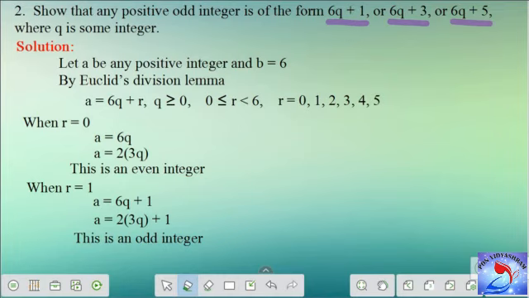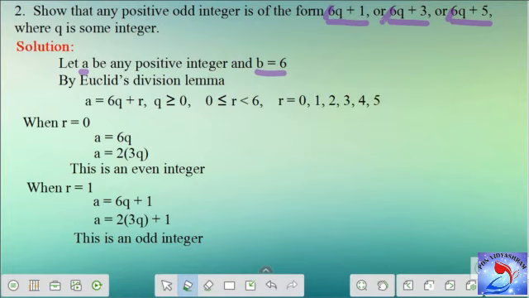Now, let us assume any positive integer a, and we'll take another positive integer b. We'll choose the value of b as 6. The question says we have to prove it is in the form of 6q, so the number 6 gives us a clue that b should be chosen to be 6. Now when I have two positive integers, say a and b, by Euclid's division lemma I will be able to write one in terms of the other.